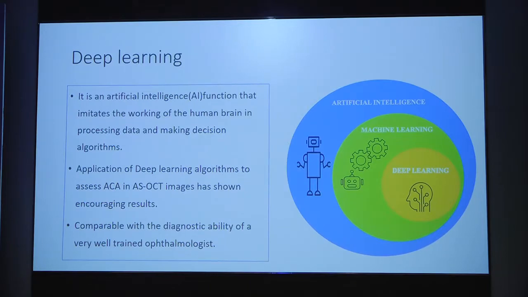At the end, let's look at what deep learning is. Deep learning is an artificial intelligence function that imitates the working of a human brain in processing data and making decision algorithms. Application of deep learning to assess the anterior chamber angle in ASOCT images has already been shown with encouraging results, and it is comparable with the diagnostic ability of a very well-trained ophthalmologist, and probably this is the future. Thank you for your kind attention.